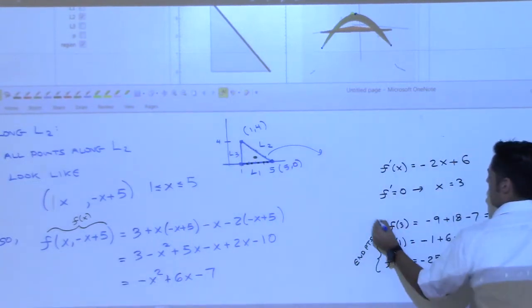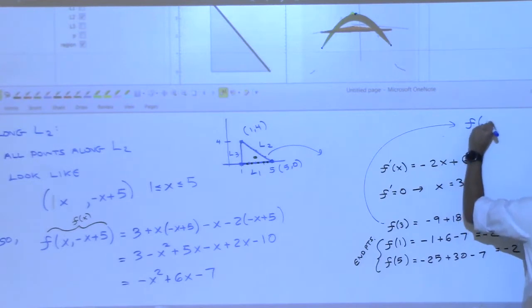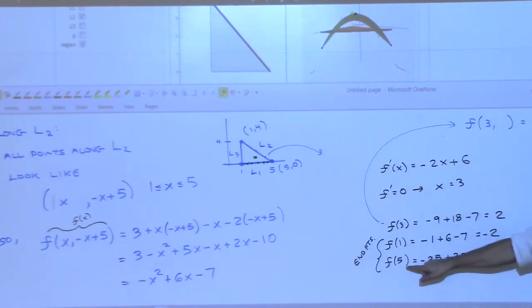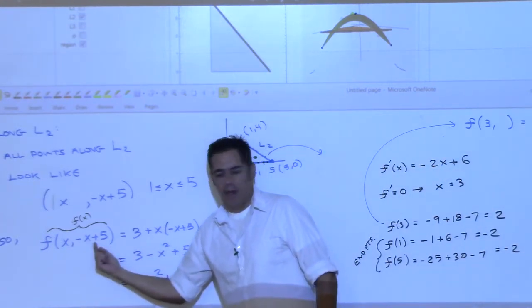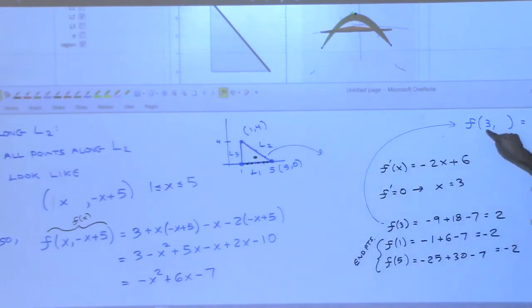Here's what this first one tells us. When we're at the point 3 something, we get 2. So where are we? 3 what? Because we have to be along L2, right? This is just the x coordinate. What's the y coordinate? Negative x plus 5, right? So if I plug in 3, negative 3 plus 5 is 2. Understand?